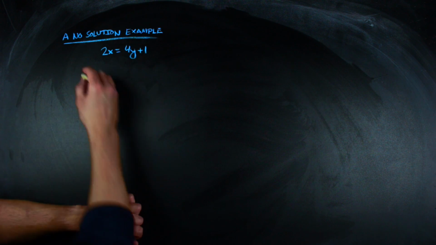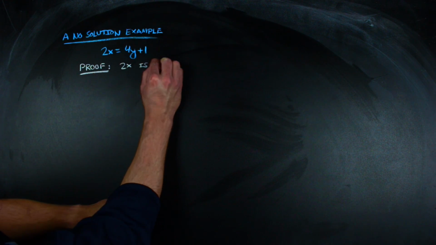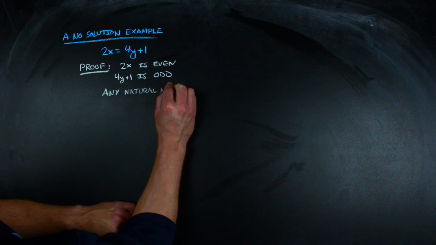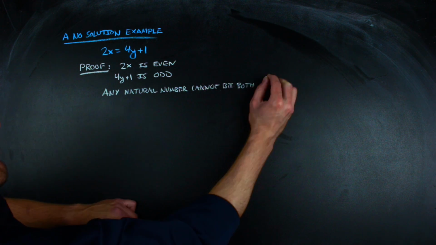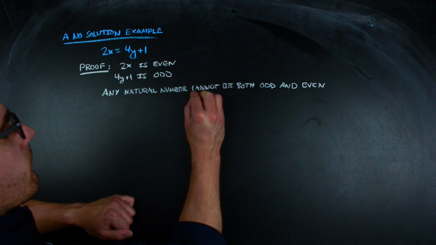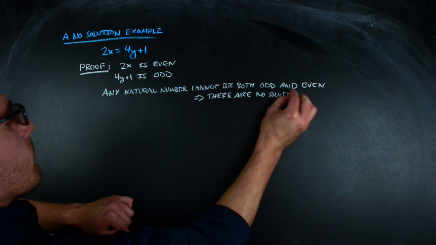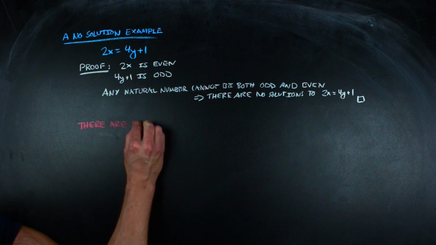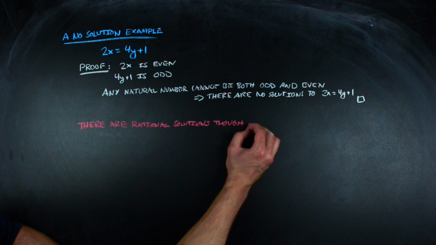The proof is really straightforward for why this doesn't have any solutions. We notice first that 2x is an even number and that 4y plus 1 is an odd number. And then we notice that a number cannot be both even and odd. Proof done. Even though there are not integer solutions, there are rational ones, like 1 and a fourth.